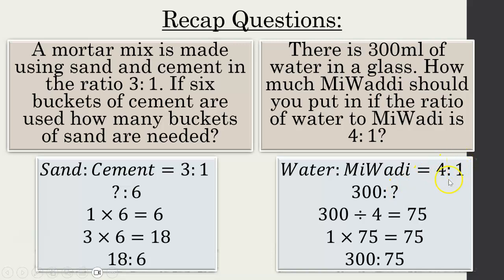I have to do the same to the right-hand side. So 1 times 75, that's just 75. So I have the ratio of water to my body is 300 milliliters to 75 milliliters of my body. So how much of my body should you put in if you're using 300 milliliters? Well, it would be 75 milliliters.